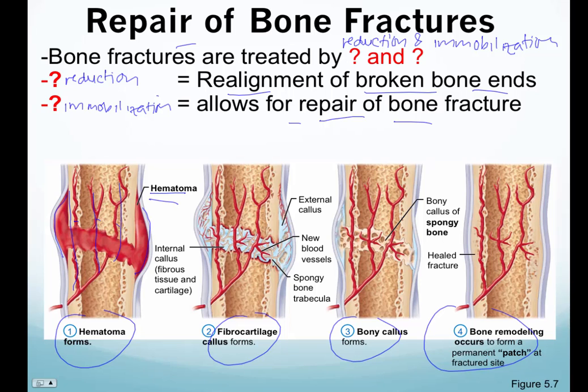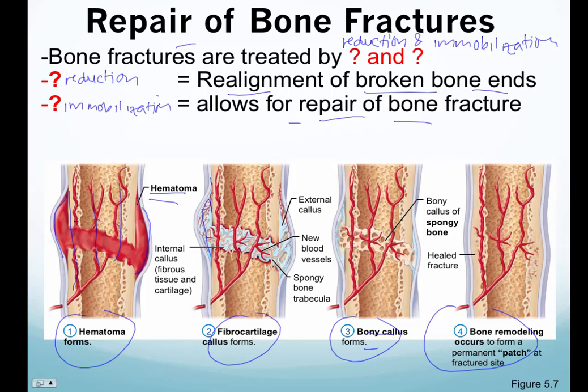Now over time we can have repair, so we're going to start repairing back our vessels, and then also all this cartilage, fibrocartilage, can start forming, surrounding where that hematoma once was, the ends of both of these broken bones. And then finally we form a bony callus, and so here we can have remodeling. And so what's going to happen? Cartilage is going to be replaced by spongy bone. So spongy bone is this bony callus formation.